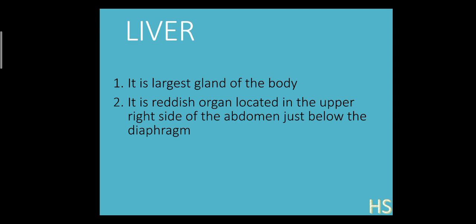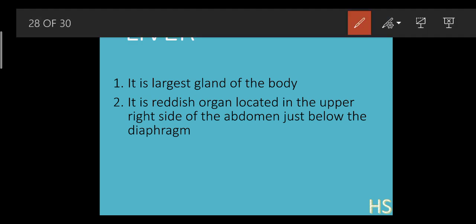Then the last part, that is the liver, which is the largest gland of our body. Okay, and what is the color? It is a reddish organ, because the blood vessels supply it, and it is located on the upper right side of the abdomen. Okay, the gut region means the stomach region, and just below the diaphragm.